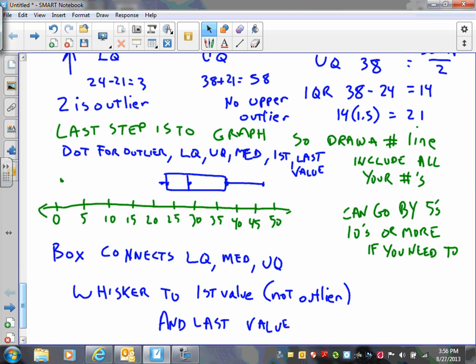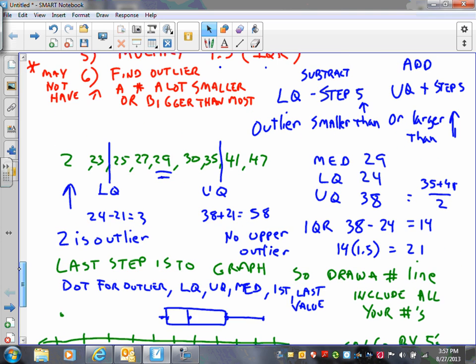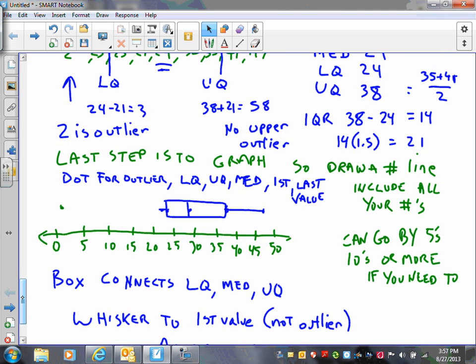So I put a dot for the outlier. I put a dot for my lower quartile, a dot for my median, a dot for my upper quartile. I also put a dot for my first value and my last value that are not outliers. See, 2 is an outlier. So other than 2, my first number was 23. So I have a dot on 23. I have a dot on 24 because that was my lower quartile. I have a dot on 29 because that was my median. I have a dot on 38 because that was my upper quartile. I also have a dot on 47 because that was my biggest number.